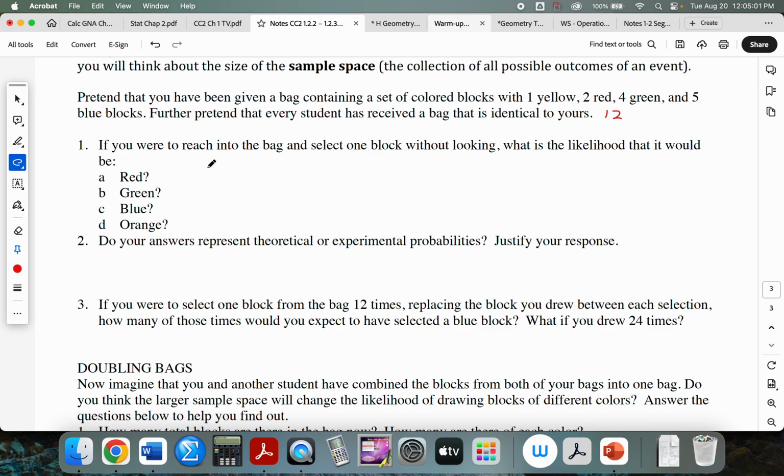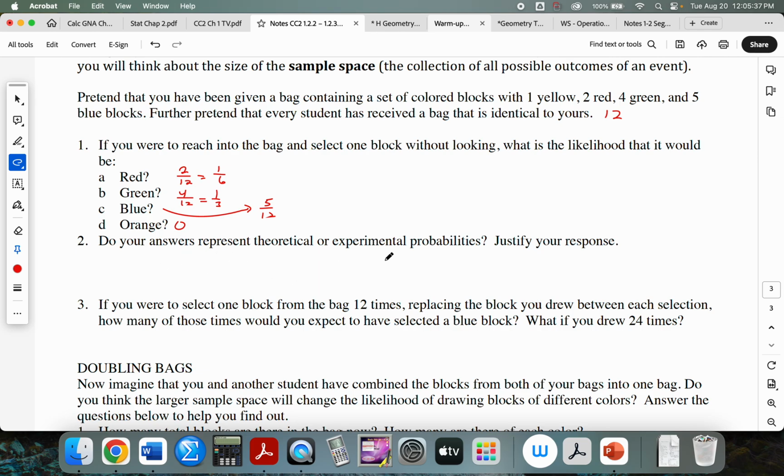So, you reach into the bag and select 1 block without looking. What's the probability you're going to get a red? 1 in 12. Try again. Oh, no. 2 in 12, or 1/6. Green? 4 in 12, which is 1/3. Blue? 5 out of 12. And orange? 0. There weren't any orange blocks in this.